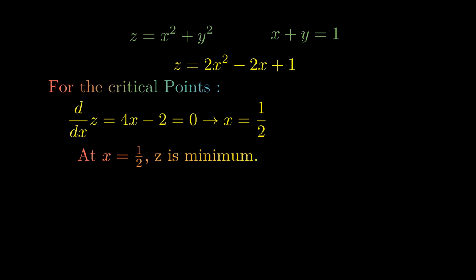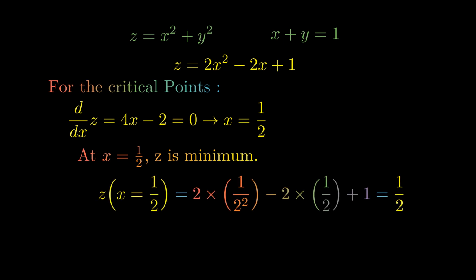So the minimum value of z is at x equals half, and if I put this half in the one dimensional equation of z, that is 2x square minus 2x plus 1, then I find that the minimum value of z is half, and this is our result. So you see how easy this is. In a later video we will see the second method. So this is all for today.